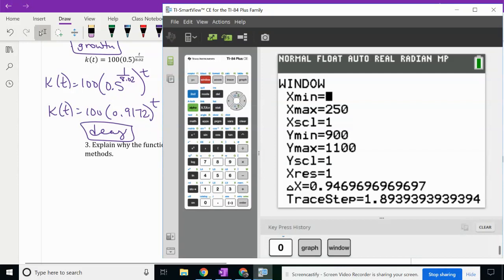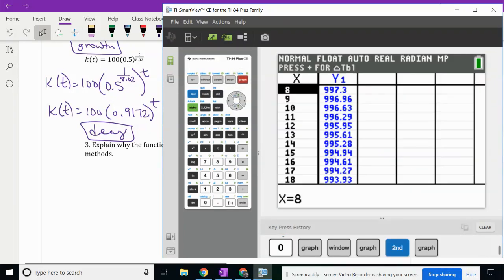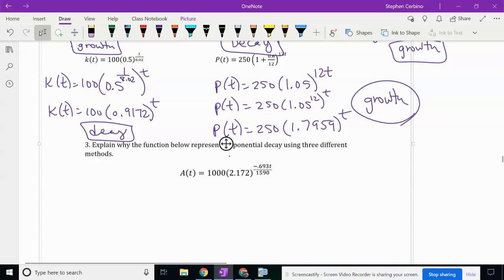So by changing around your table here a little bit, you can see that it is going down. Another thing you can look at in your table of values as you progress up with the x values, the y values are slowly going down, right? Very slowly going down. So that's the one way I'd explain it.